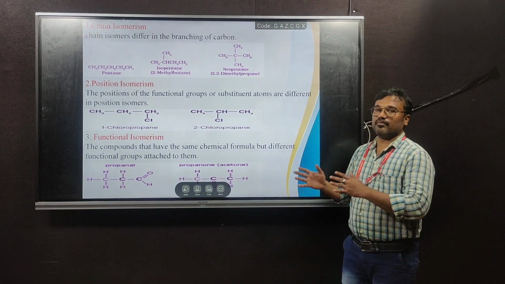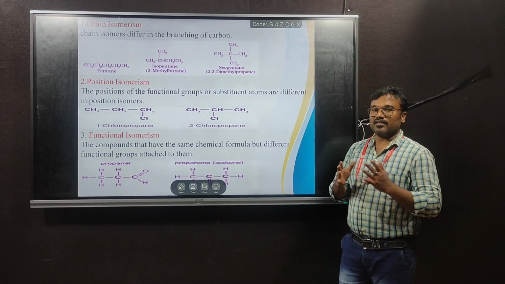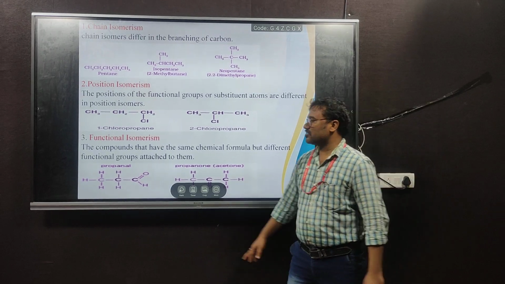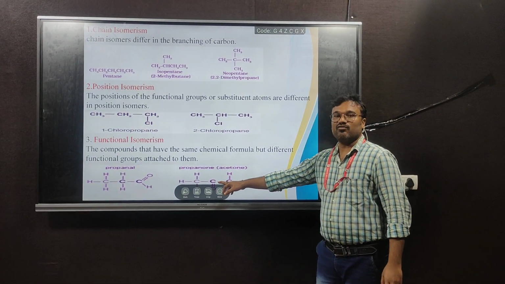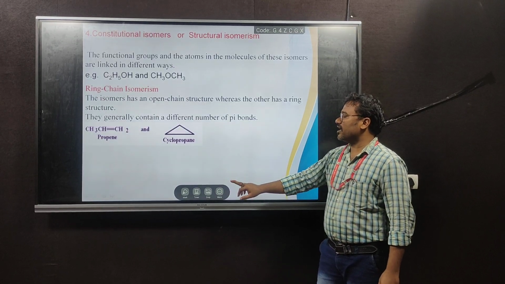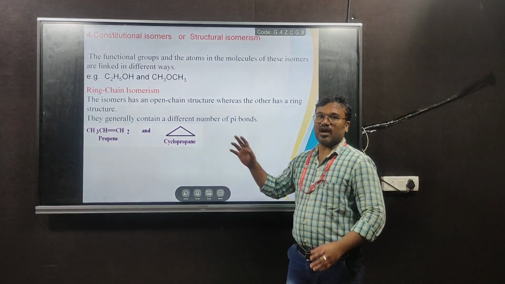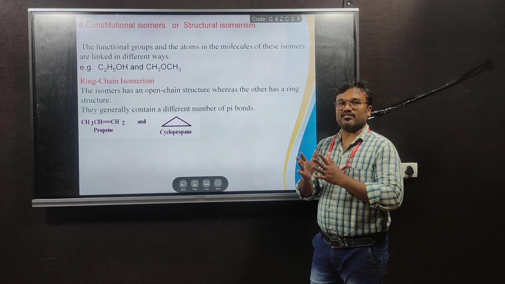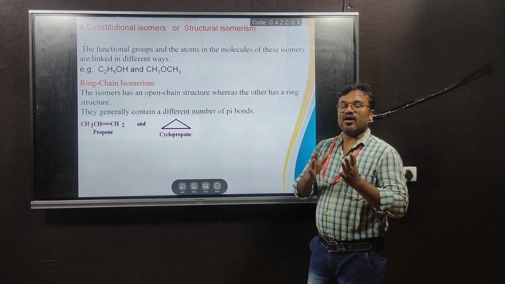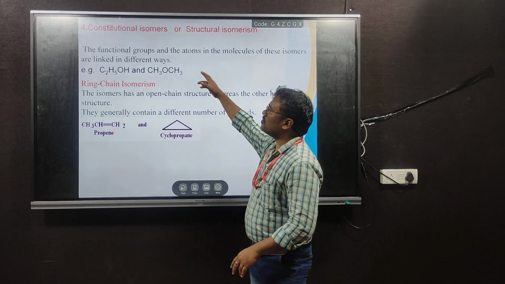Here also the molecular formula is the same but differs in the functional group. You see the functional group here is CHO, aldehyde, and this is C double bond O, keto. So the aldehyde is converted into a keto group. Aldehyde and ketone have the same molecular formula but differ in their functional groups. That is, one is CHO and another one is C double bond O.